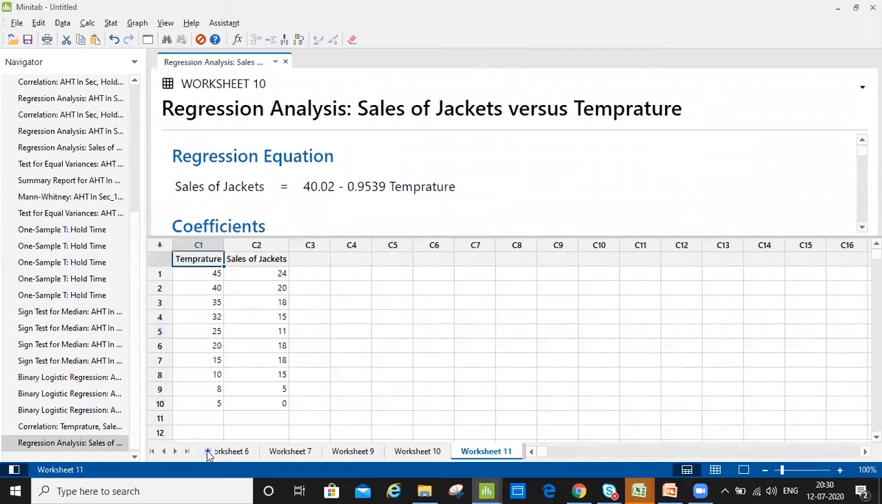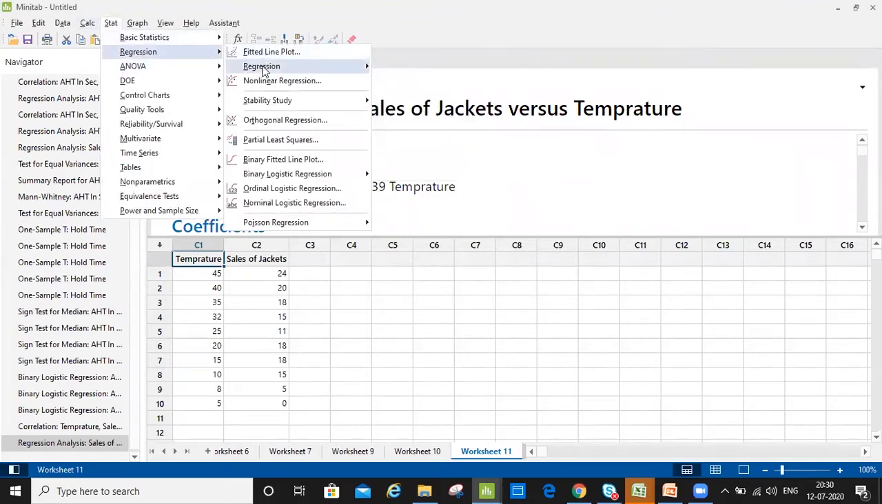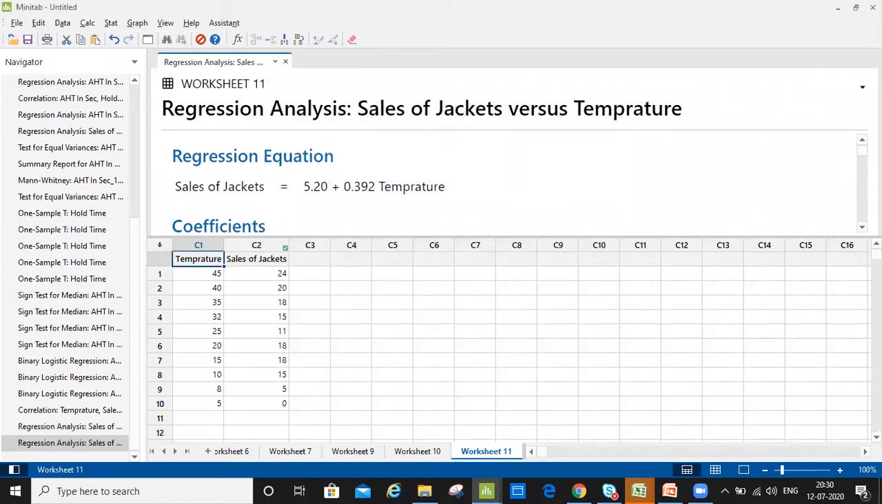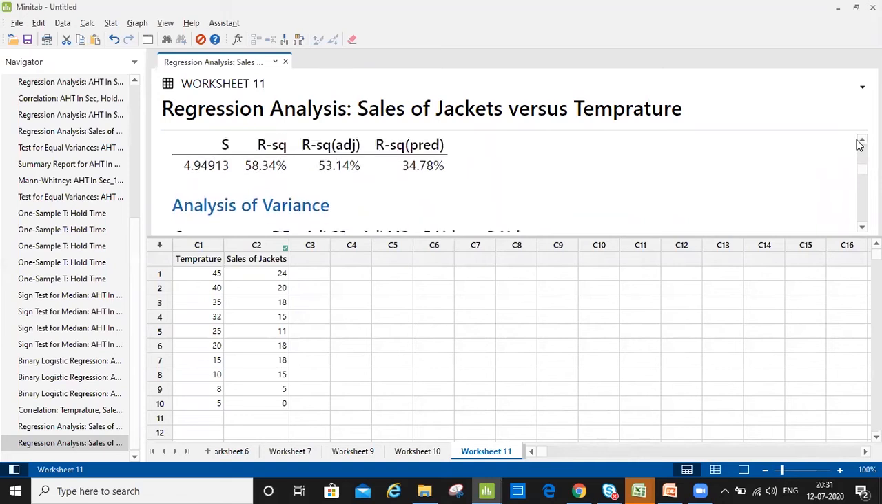So I pasted the new data here. Let me go for regression, or I can use this option which I used earlier. The response is the sales of jackets, and here it's the temperature. So now the equation that I've got is 5.20 plus 0.392 of temperature. Let's look at the p-value as well. The p-value is 0.010, which is lesser than 0.05.